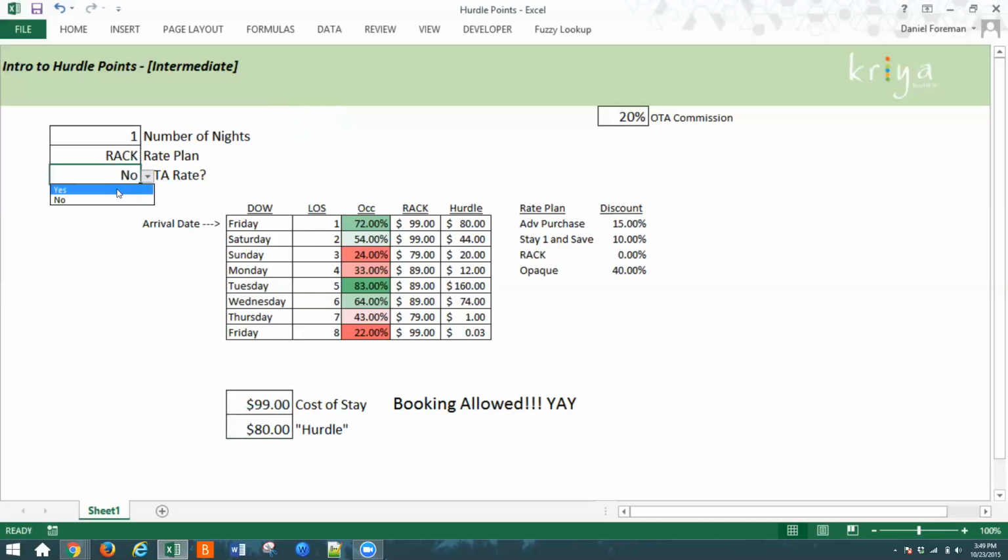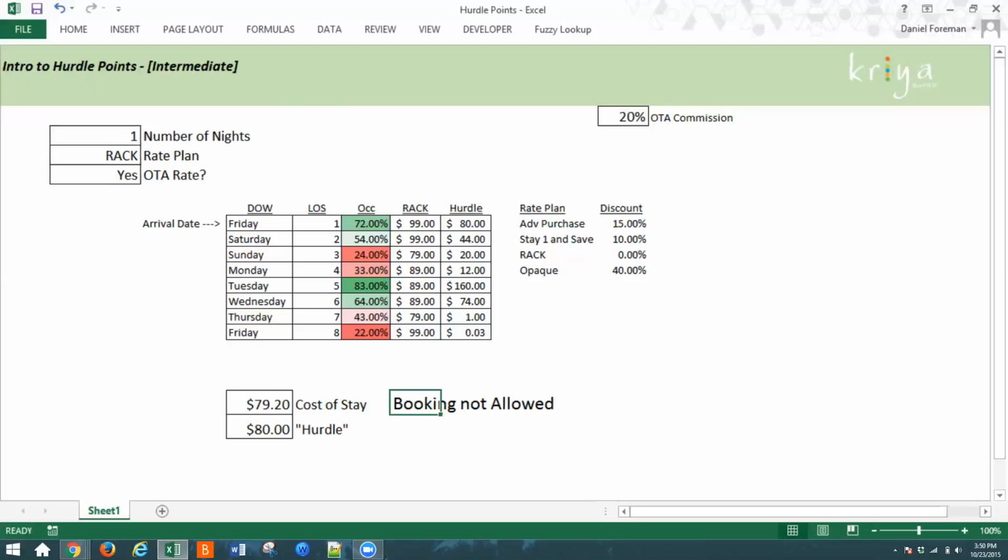What if we turn this into an OTA commission, though? What if this guest books through Expedia? You'll see here that I flipped this switch here to yes. It's an OTA rate. So now we're taking out this 20% commission. And you can see here that the net rate that the hotel is receiving is $79.20. That does not meet the hurdle point here. So this booking is not going to be allowed.